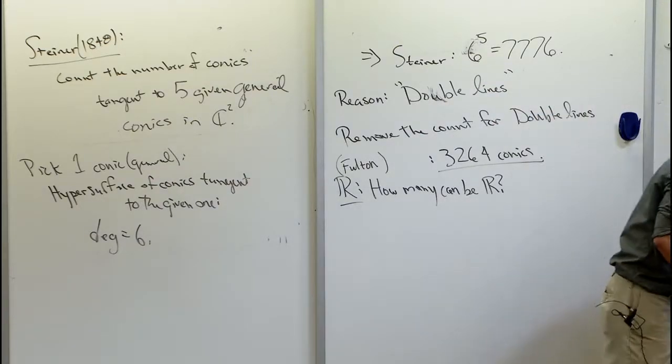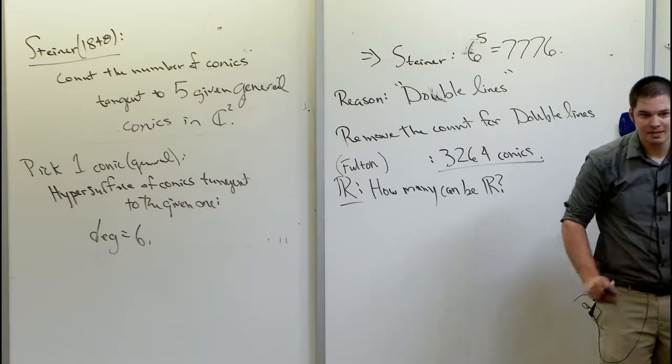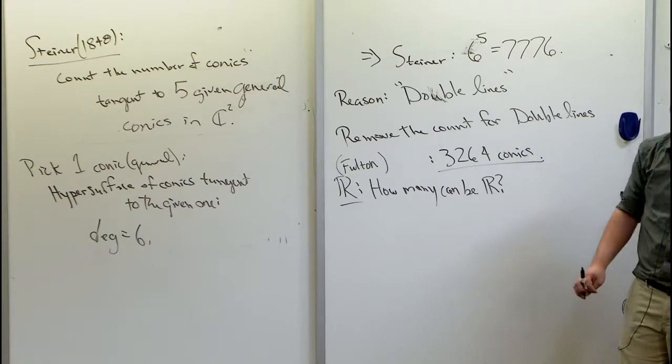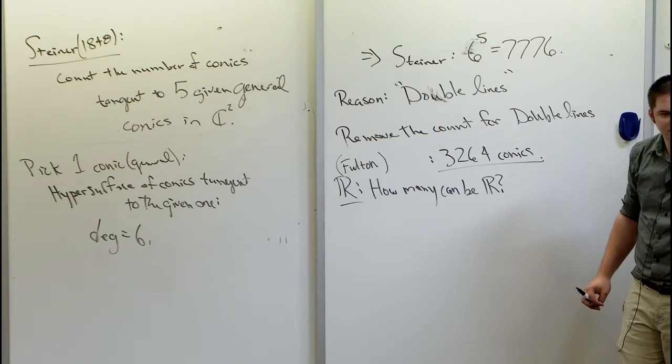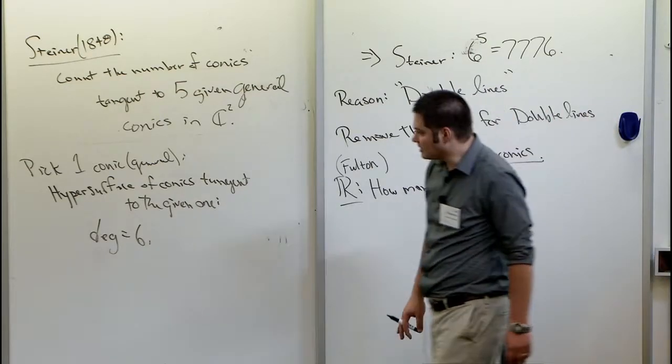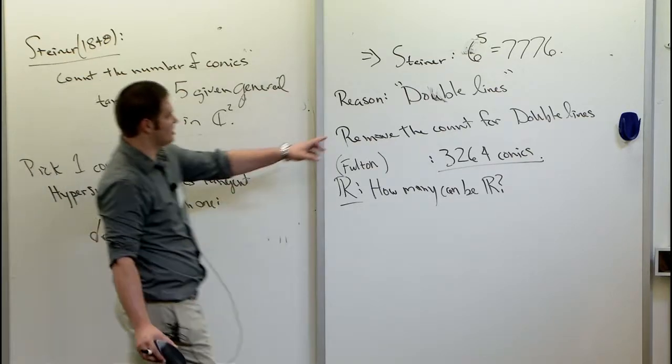Yes. Good. May I ask a question? I wonder what happens geometrically. If you pick one conic in general position, this defines a hypersurface of conics tangent to the given one. And then you take 5 of those and intersect. You will get 3,264 isolated points plus components of positive dimension. And the components of positive dimension are exactly the double lines.